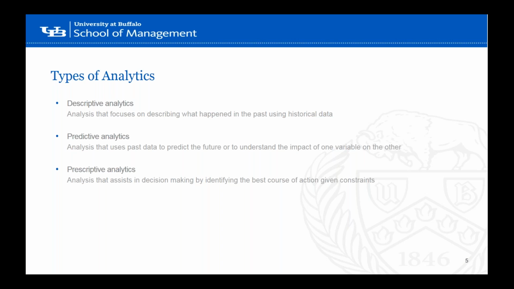Prescriptive is focusing more on identifying the best course of action given various constraints. So it would be used for more strategic type decisions. So maybe if I'm trying to expand into a new market or offer a new product or something, I want to figure out and use the data to help support me in that decision making to identify what is the best option given XYZ constraints.